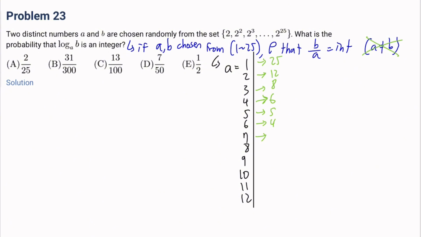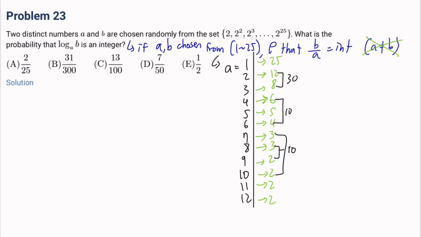7 times 3 is 21, so we have 3. 8 times 3 is 24, so we have 3. 9 times 2, so that's just 2. 10 gets 2, 11 gets 2, and 12 gets 2, right? And so now if we add these all together, these two would be 10. Those four would be 10 also, because it's 5 plus 5. So that would be 10.